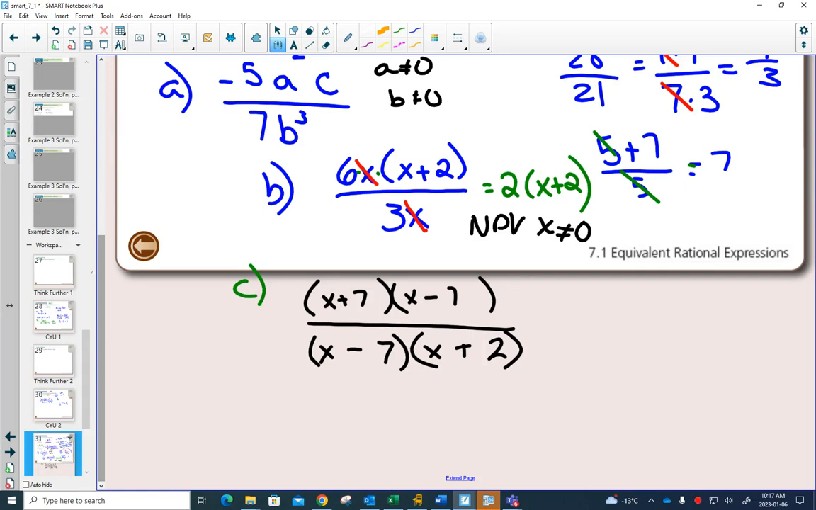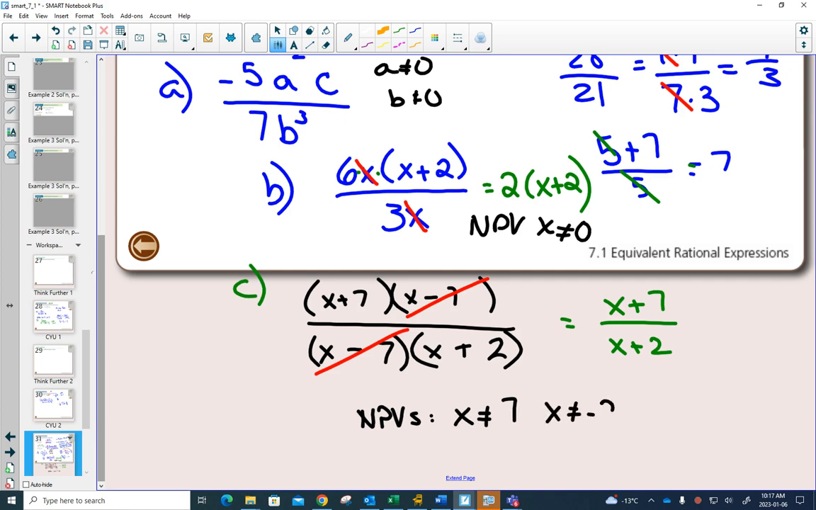And now we're multiplying. Do we have two factors that are identical? Yes. Very nice. And it simplifies to x plus 7 over x plus 2. Non-permissible values in this one: x can't equal 7, and x can't equal minus 2.